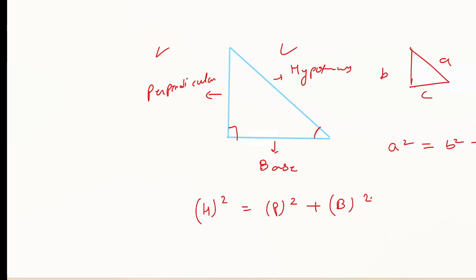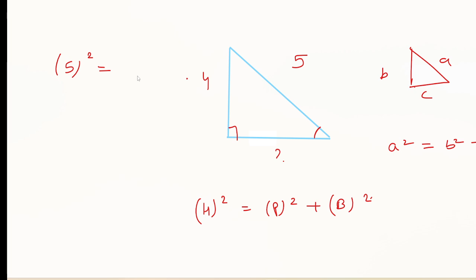Let's see an example. Suppose, let me erase these things. Suppose this is given 5, this is 4, and you have to find the base. What would you do? Hypotenuse square means 5 square is equal to perpendicular square plus base square. You would just write b for base because that's not given, right? 5 square is 25, 4 square is 16, and then you have base square. To find base square, you just rearrange the terms.